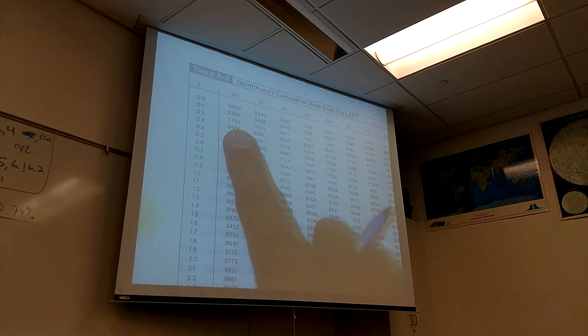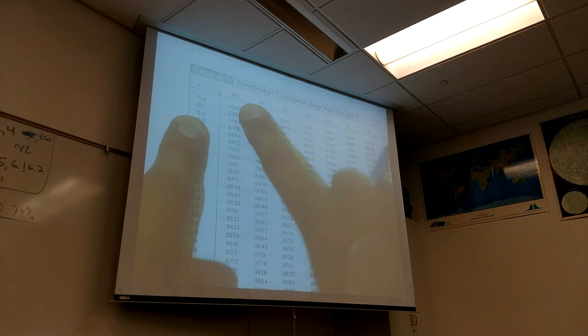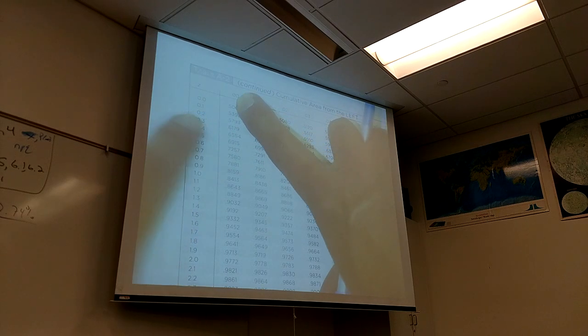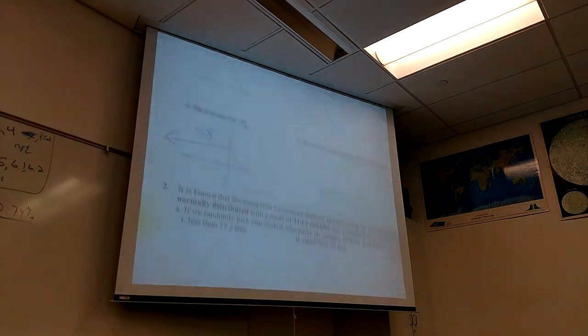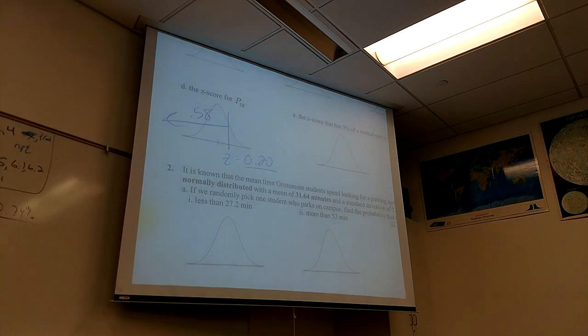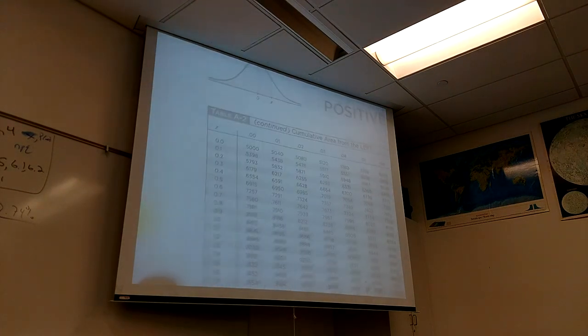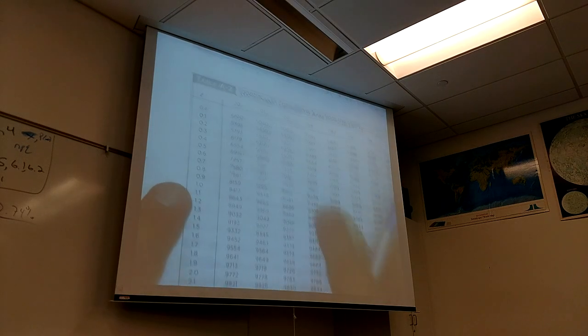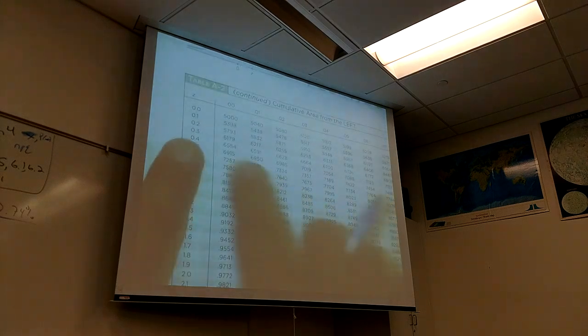So what's the z-score then? 0.20. I like it. I heard a "what?" Somebody go, what? Oh, there it is. All right.